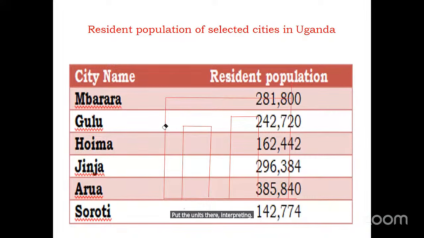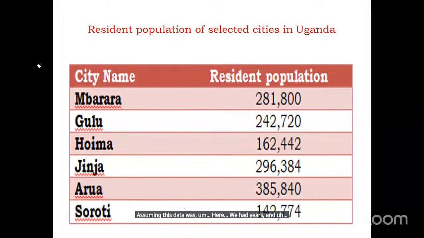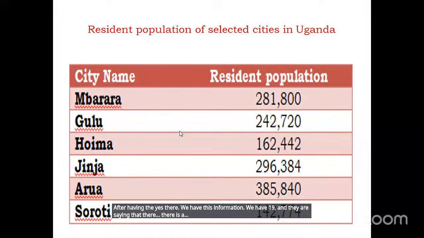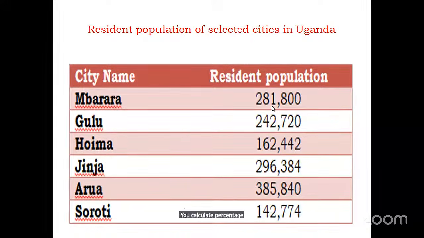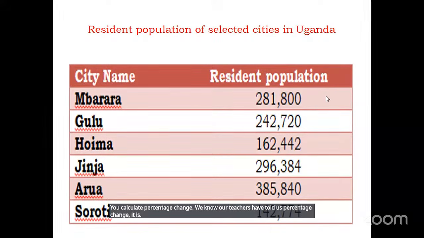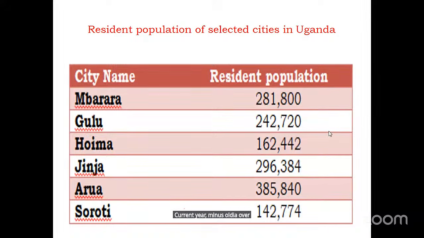What else can I say? If they told you, assuming this data was here, we had years, and after having the years there, we have this information. We have 19, and they are saying you calculate the percentage change. We know our teachers have told us percentage change is current year minus old year over old year, multiplied by 100. That is percentage change.